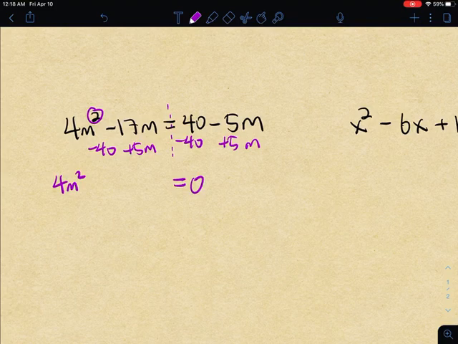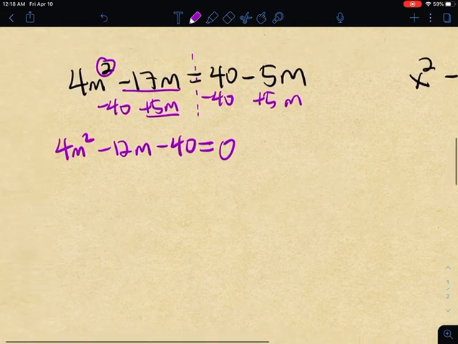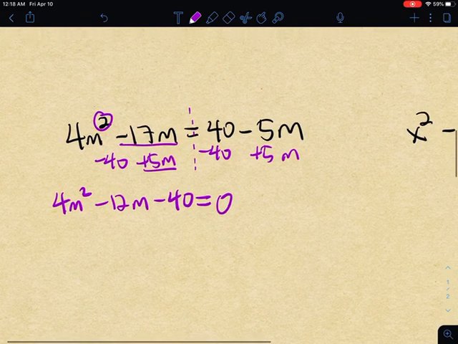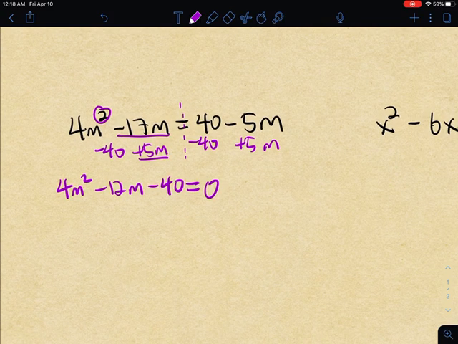And then I'm going to have 4m squared. And then I have minus 17m plus 5m. So that looks like minus 12m. And then minus 40 equals 0. Okay, so now these look like numbers that are much bigger than the ones we did for the first couple. Okay, but we're still going to try to factor.